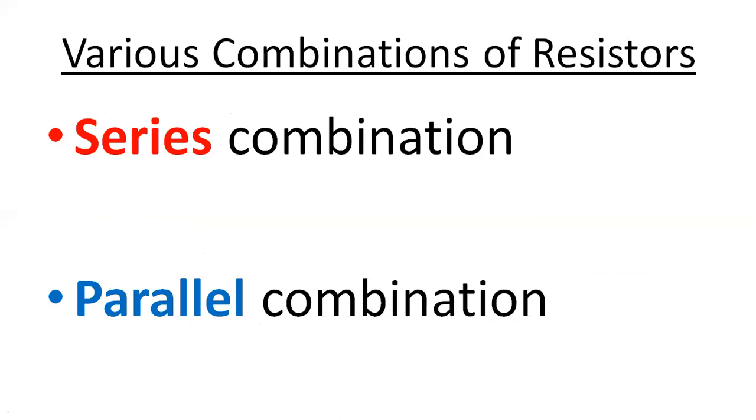One option is series combination. So one way to combine resistors is series combination. Another combination you can do is parallel combination. So one combination is series, one combination is parallel. Okay, there are two combinations which you can do. So first we will see series today, tomorrow we'll see parallel.